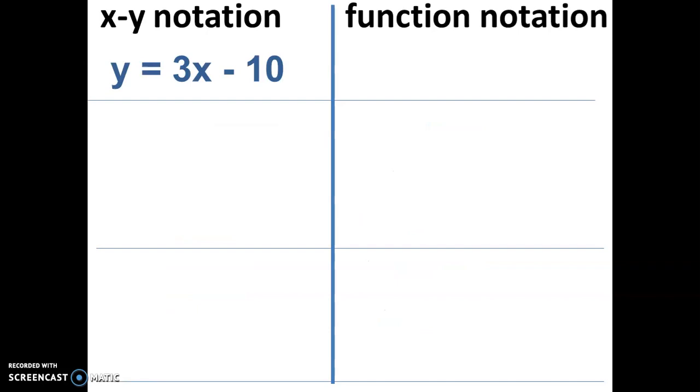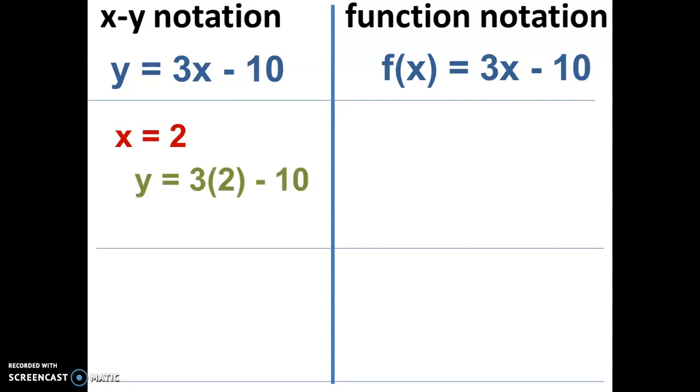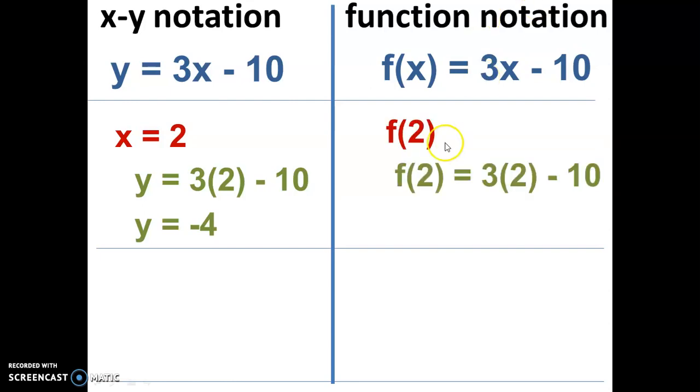Okay, so try this one. Here's xy notation for this one. What would that one look like in functional notation? There it is. Okay, now x equals 2. So find out what y would be. Alright, substitute a value of 2 and you get y equals negative 4. Do the same thing in function notation. Alright, that means we have f of 2, the input is 2. We do the same solving here, f of 2 equals negative 4.